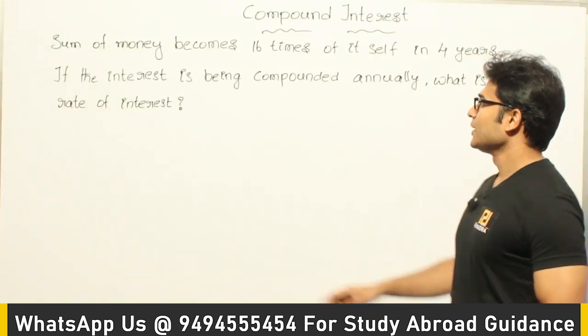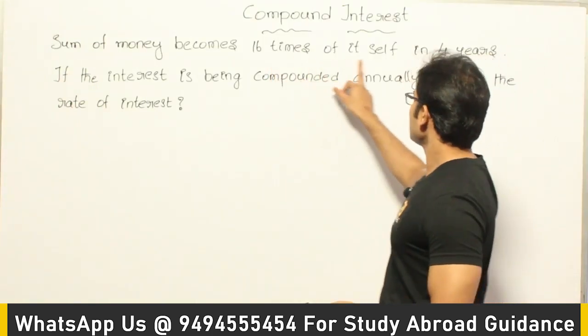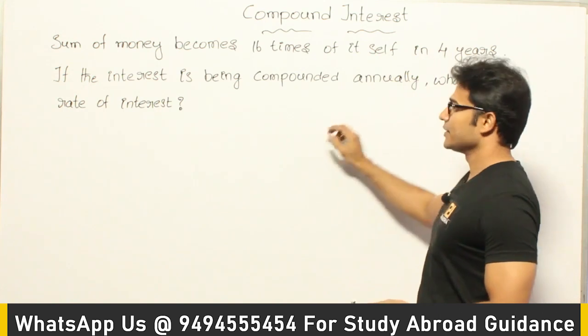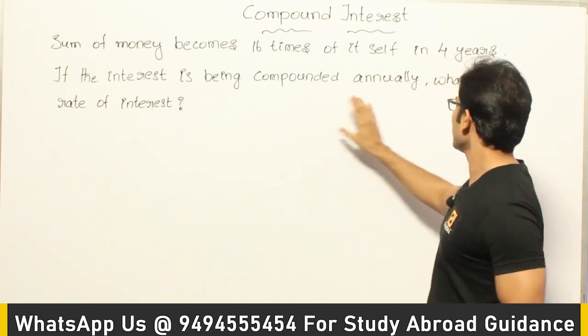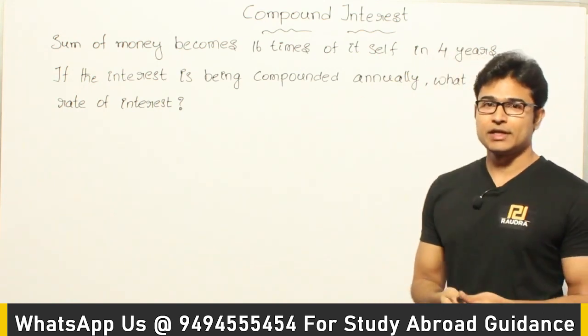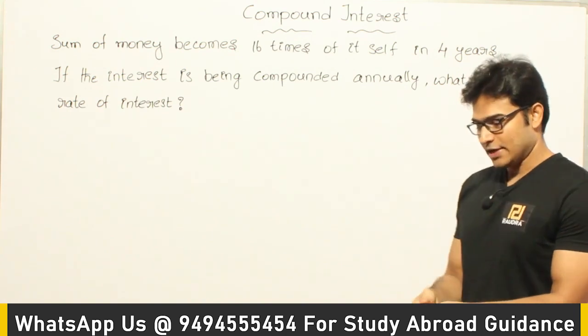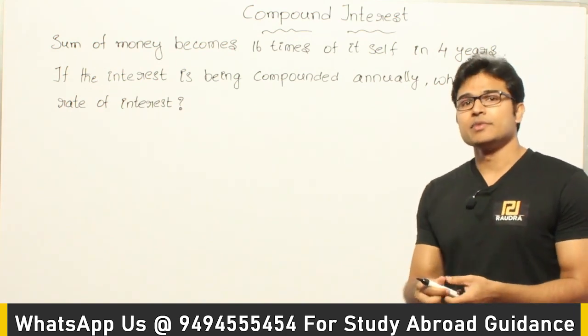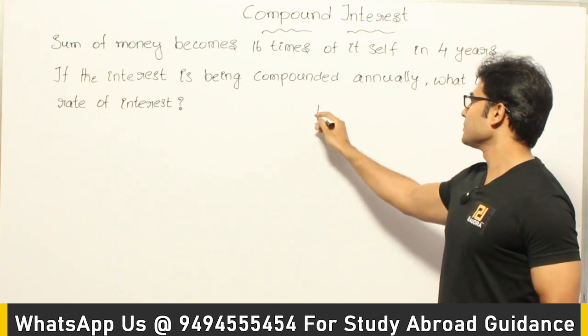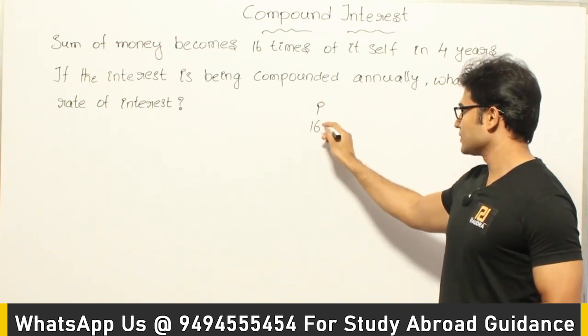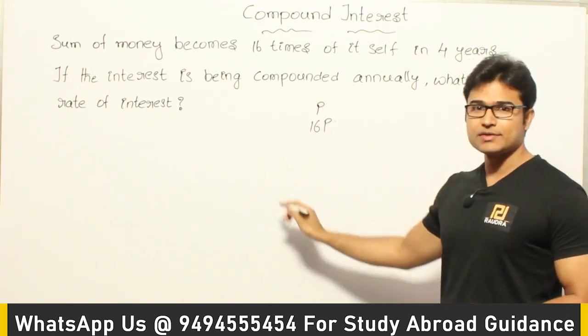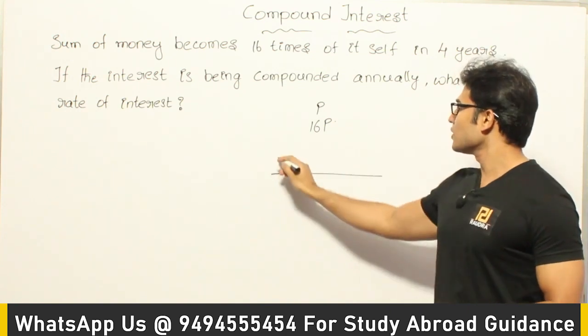Now let's see this question. A sum of money becomes 16 times of itself in 4 years. If the interest is being compounded annually, then what is the rate of interest? So they are saying that some amount is becoming 16 times. So if you assume that you are investing P, then they are saying that it is becoming 16P in 4 years, right? So you can solve it this way.